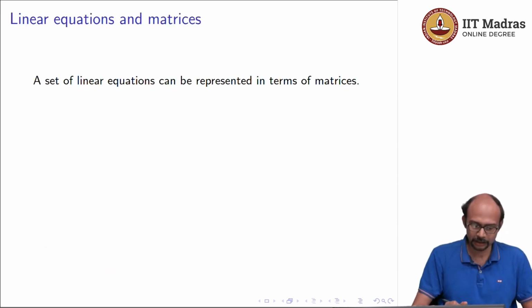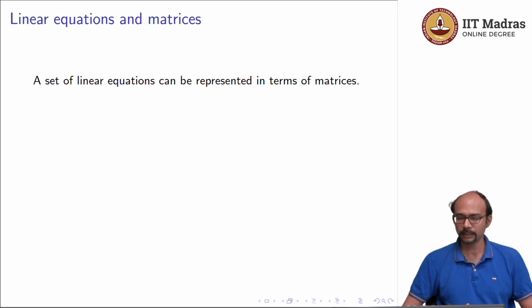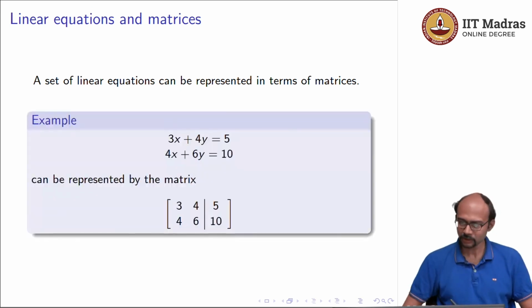Now let's look at the use of matrices. Suppose we have a system of linear equations. We'll study more about this in a forthcoming video. You have a set of linear equations. What does that mean? That means you have something like this: 3x plus 4y is 5 and 4x plus 6y is 10. We can think of this in terms of matrices. How is this being done? Again, this will be explained in much more detail in the forthcoming video.